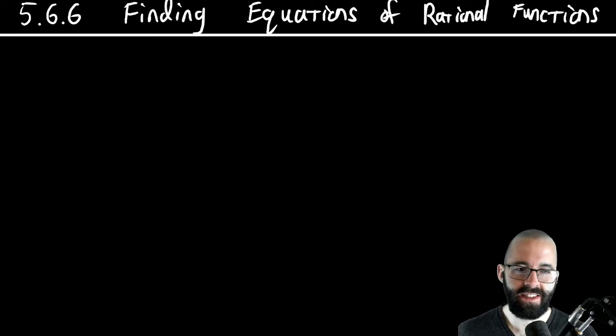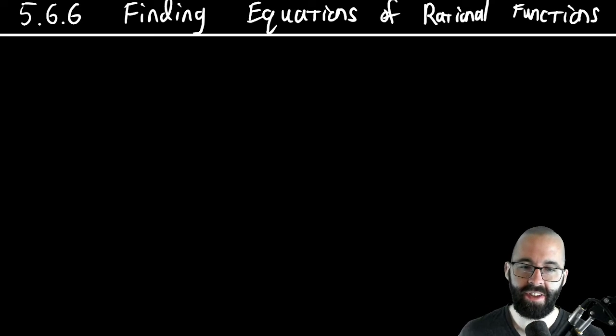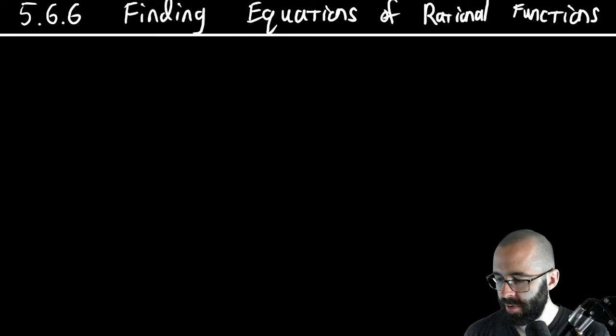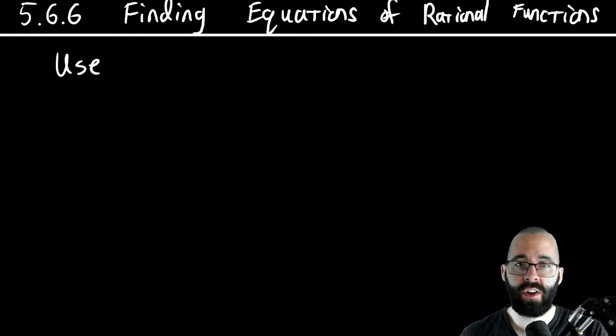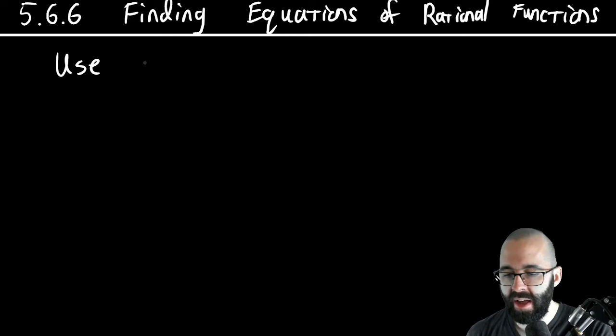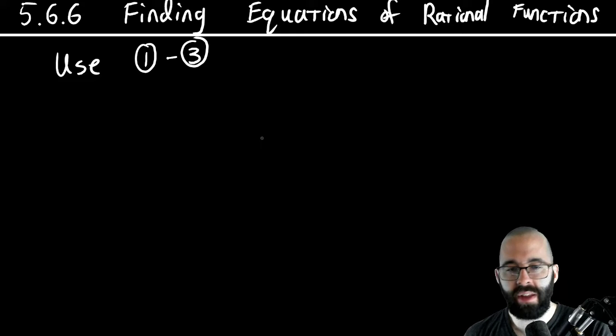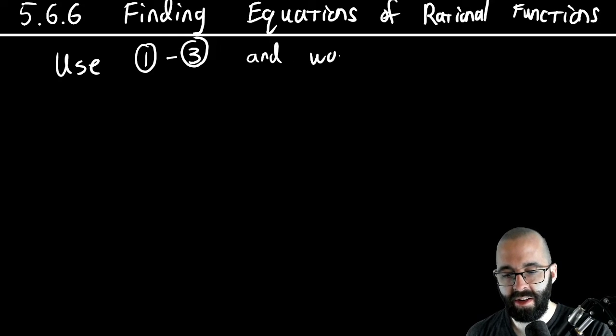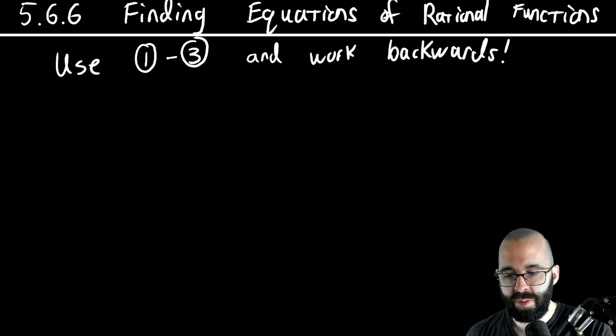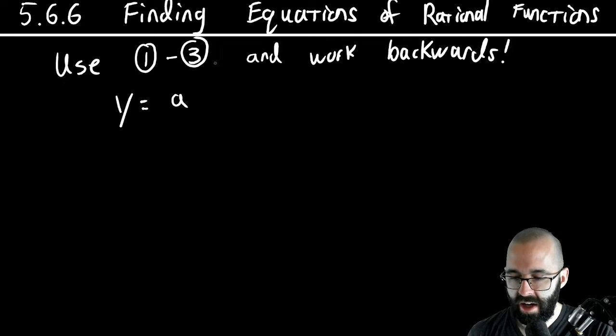All right, this section is just the backwards of the last video, okay? So we're going to be finding equations of rational functions from graphs and from descriptions. And in order to do that, we're going to use the three things to include in a graph from the last video and just work in the opposite direction. And specifically, we know that all rational functions are going to have this form, okay?